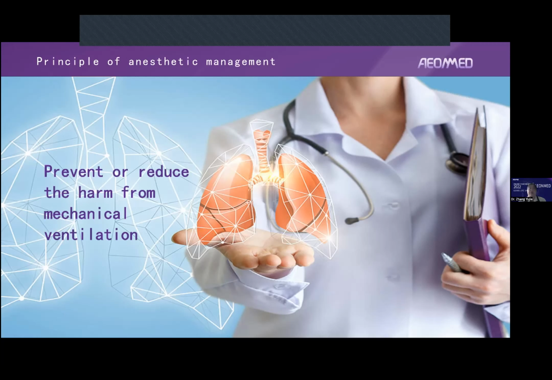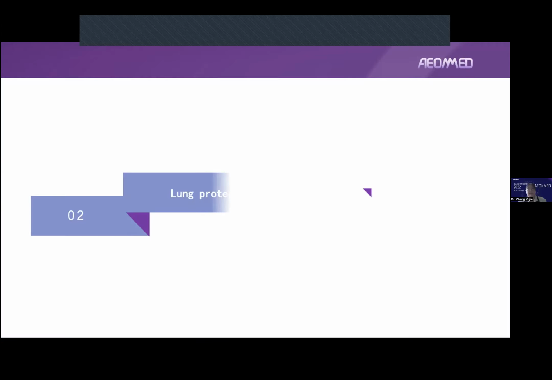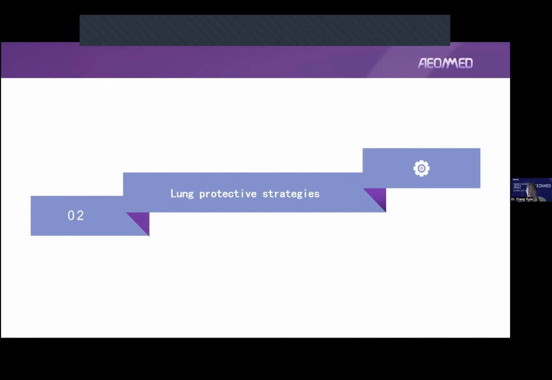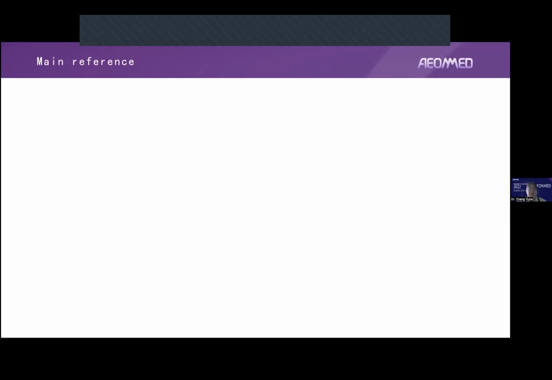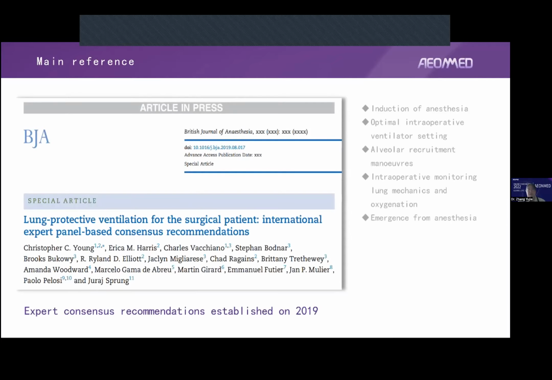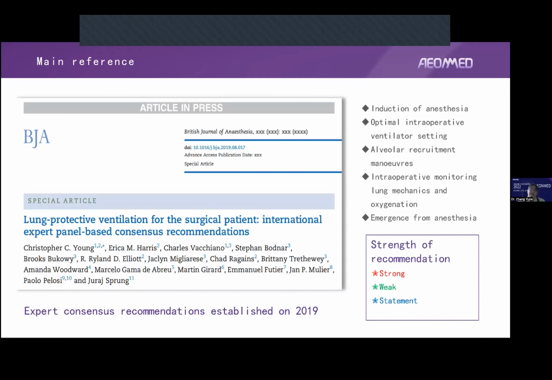Okay, here's the next part, about what we can do. That's the protective strategies. In 2019, an expert consensus recommendation was established in the BJA. It is based on previous studies, raised several recommendations, and with rounds of selection, the most agreed ones were established.